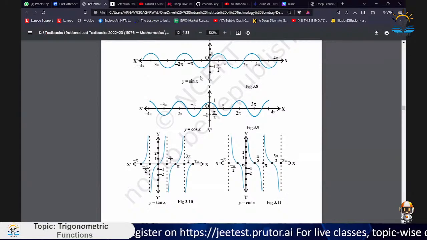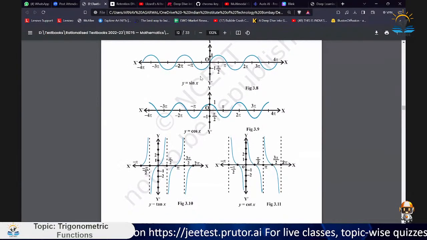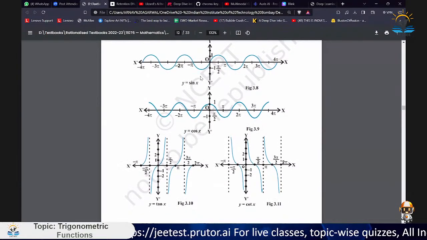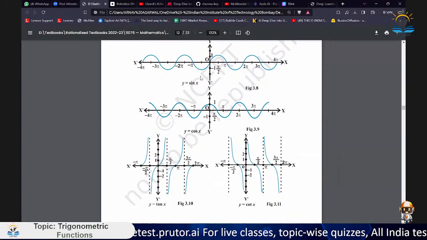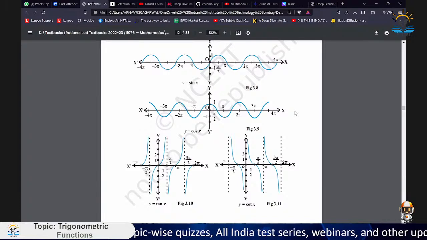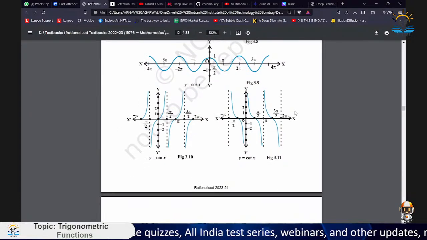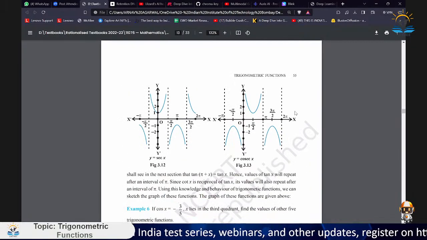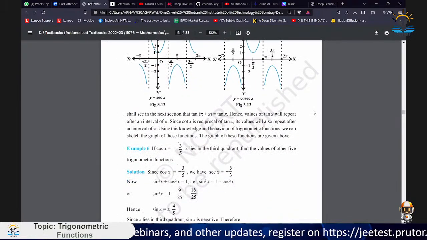The reason I'm stressing this is because JEE means math questions, and many questions can be solved using these graphs. These graphs are an important part of the solution of all the questions. You should not just remember, you should practice these graphs again and again in all the questions. Instead of solving it algebraically, you can solve it graphically also. That's what I mean.